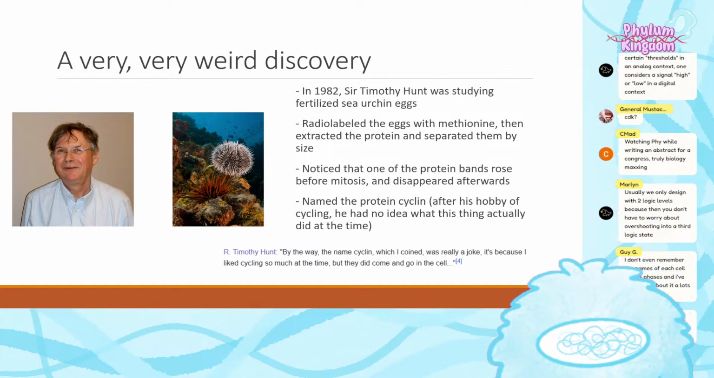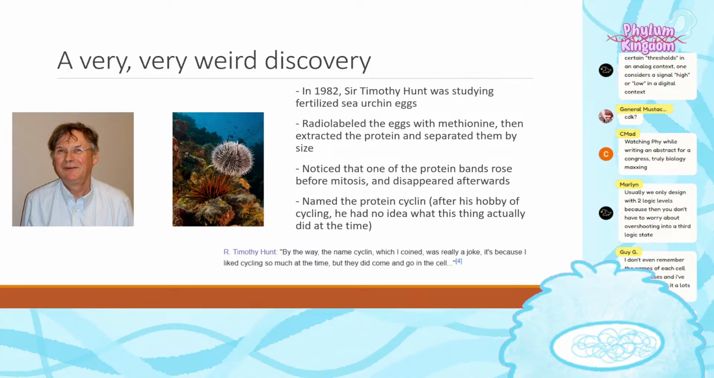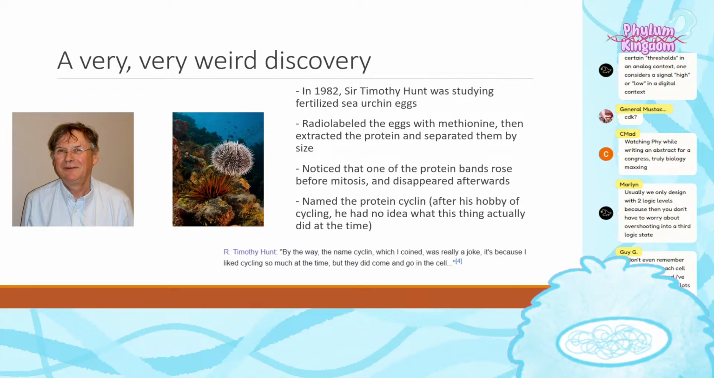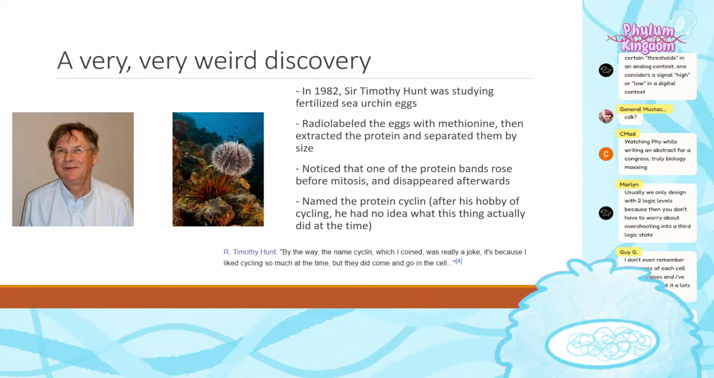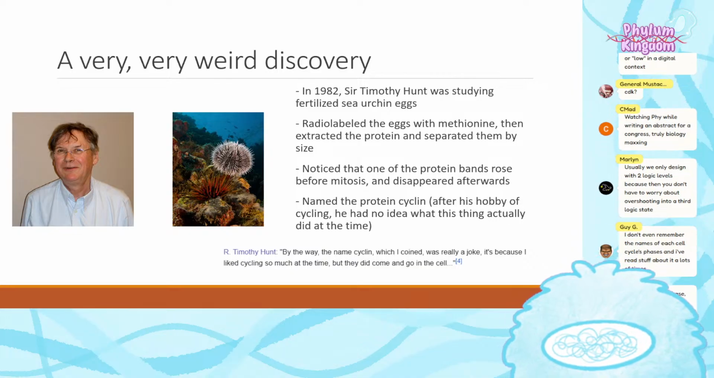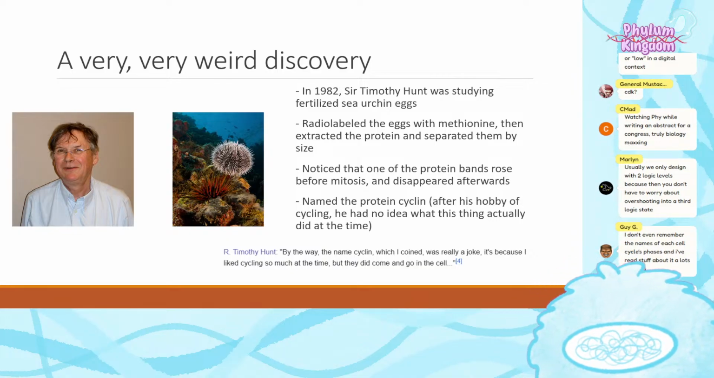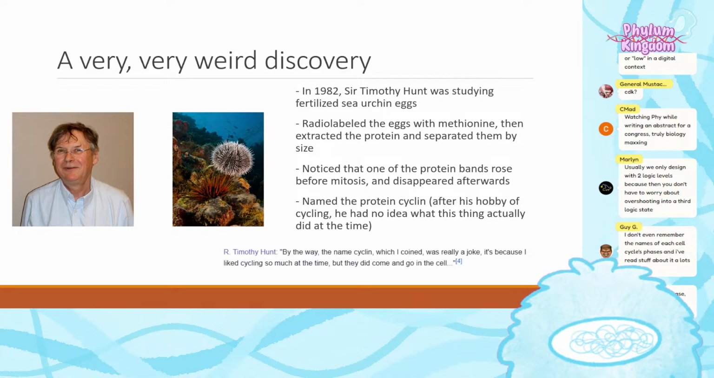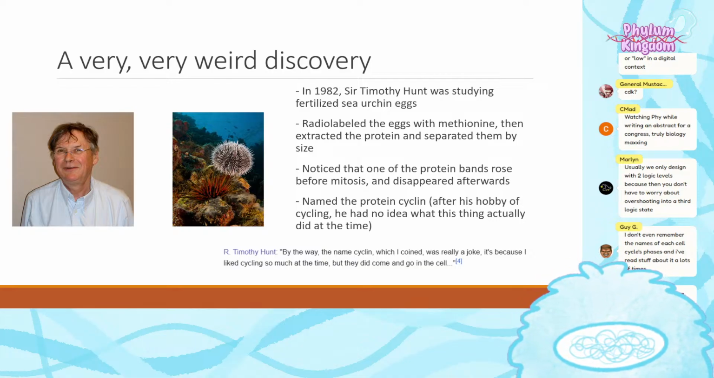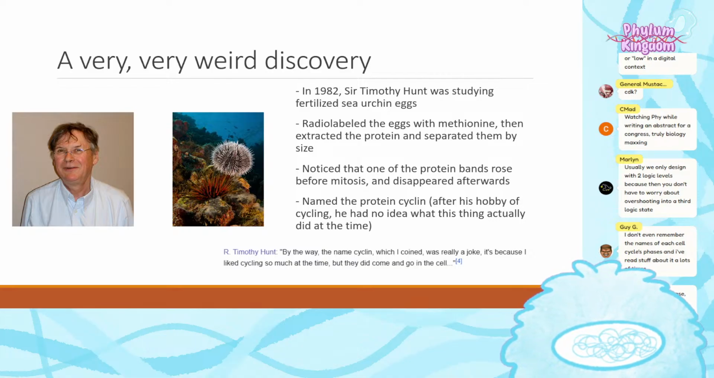In 1982, a scientist named Sir Timothy Hunt was studying fertilized sea urchin eggs, okay? And he radiolabeled the eggs with radioactive methionine, and then extracted the proteins and separated them by size, right? And he noticed that one of the bands was disappearing. Well, it rose before mitosis and then disappeared afterwards.